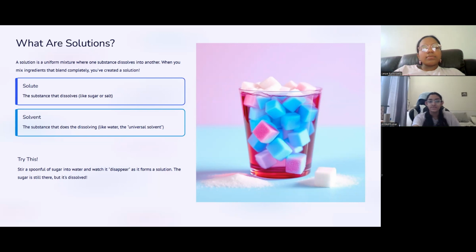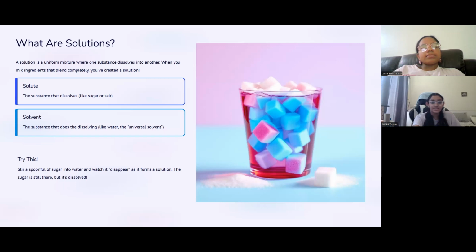which is known as the universal solvent, or even coffee or any other thing that you might be using as your solvent. So, for example, when you're making coffee, your solvent would be something like milk, and your solute would be the tiny coffee powder.